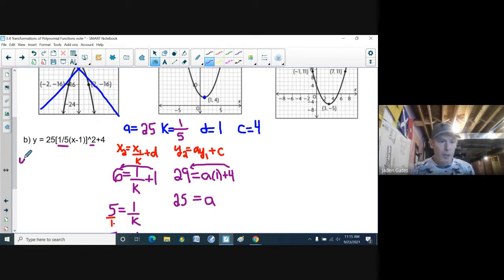So when I bring it out, I got y equals 25. There's my a times 1 over 5. Because it's squared, times 1 over 5. And then I got the rest there. I've got the x minus 1 squared. And, of course, the plus 4.